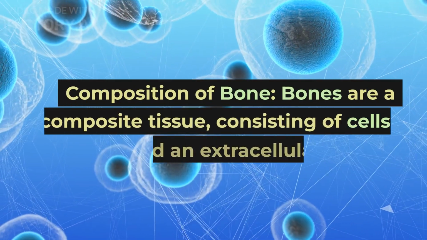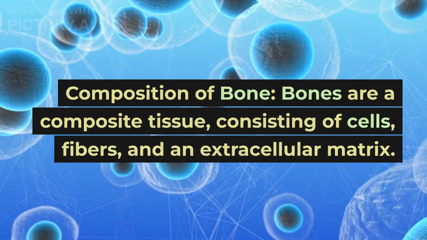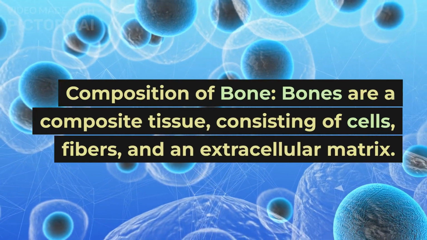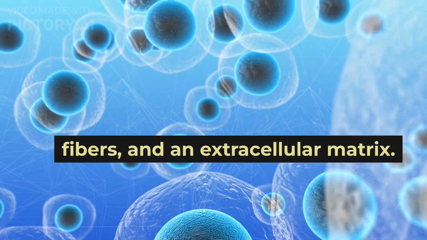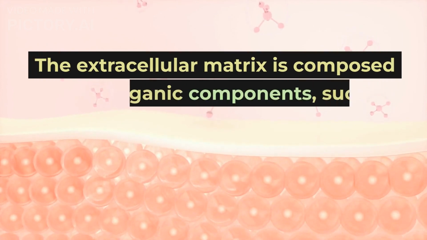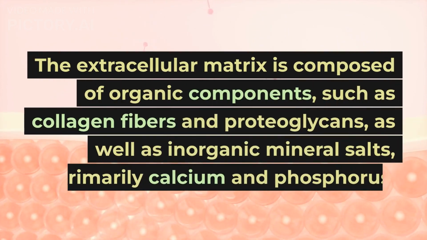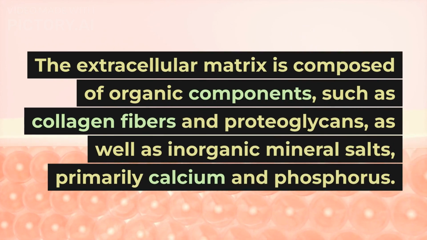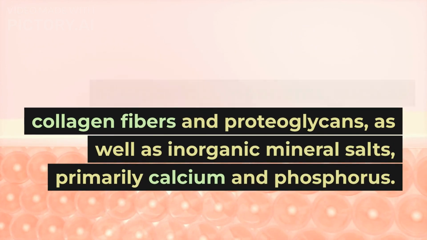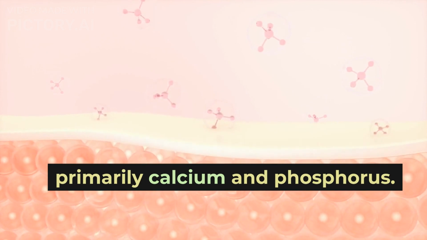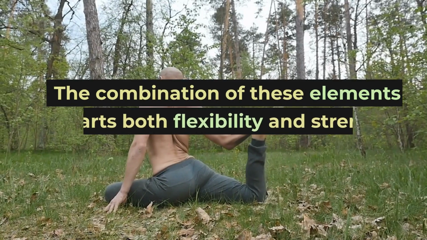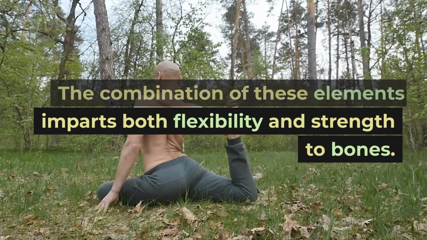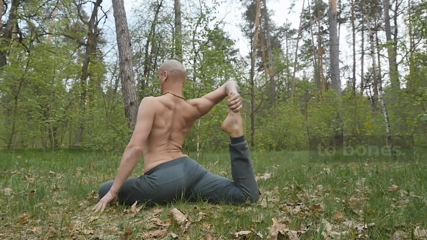Composition of bone. Bones are a composite tissue, consisting of cells, fibers, and an extracellular matrix. The extracellular matrix is composed of organic components, such as collagen fibers and proteoglycans, as well as inorganic mineral salts, primarily calcium and phosphorus. The combination of these elements imparts both flexibility and strength to bones.